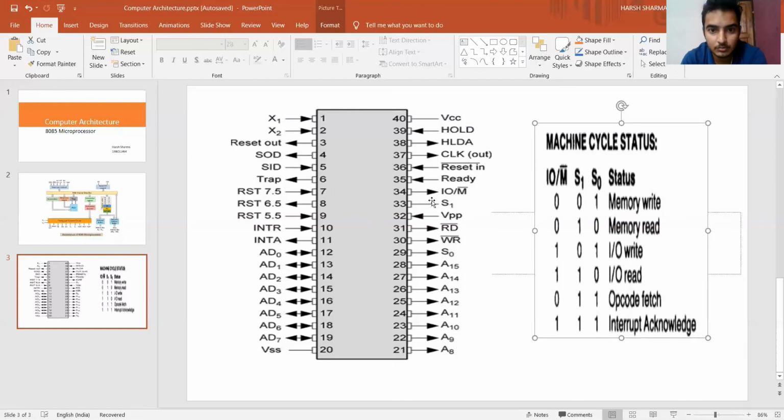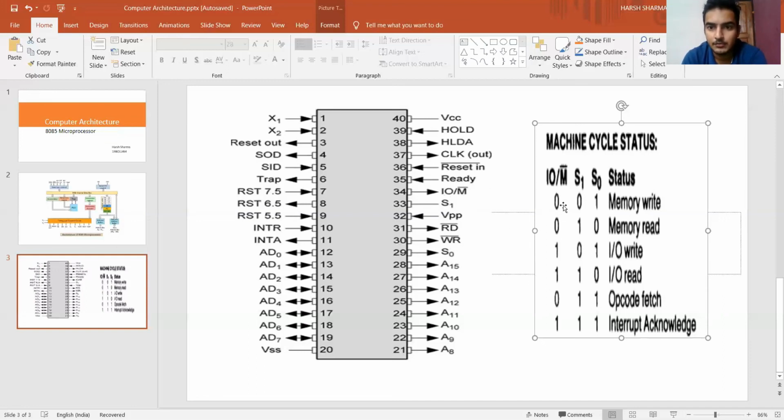Now we will discuss S1 and S0. For discussing S1 and S0, we will see this table. We will also discuss IOM, VPP, RD, and WR. IOM is input output, RD is reading, and WR is writing.